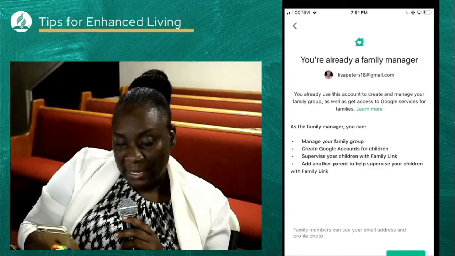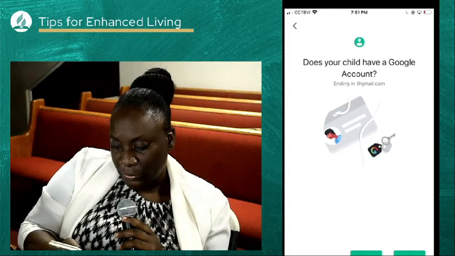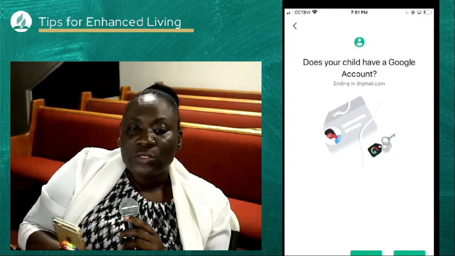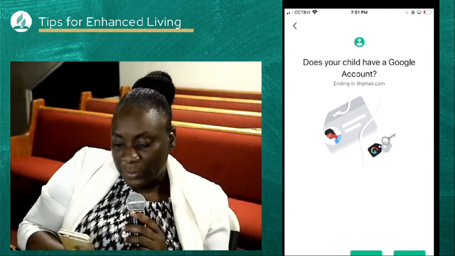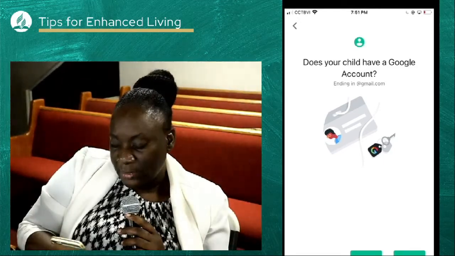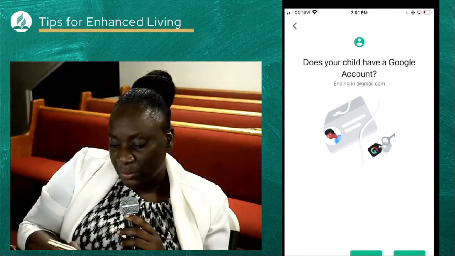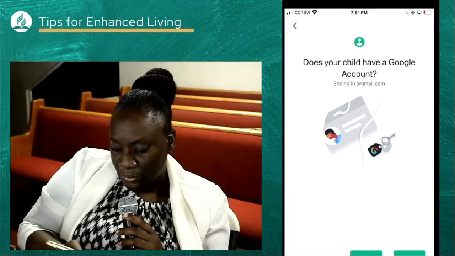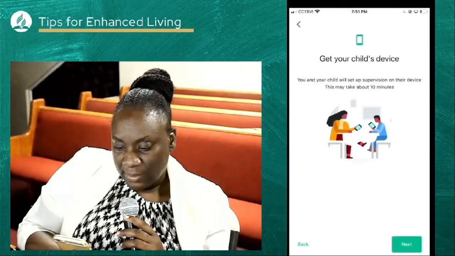Add another parent to help with supervision. So I can do all of those. So what you need to do is ensure that you have a Google account for your child. Make sure it's a Google account. Once your child has a Google account, and if your child doesn't have one, you set one up, then you go to, yes, your child has one. You're going to get the child's device.